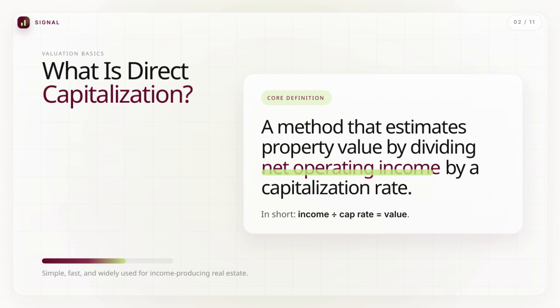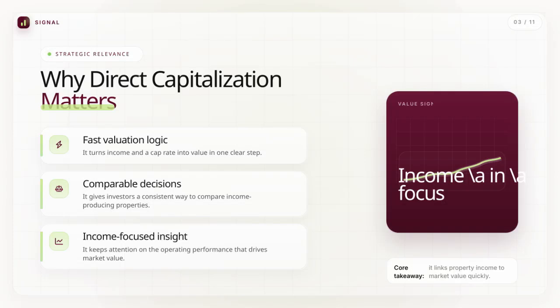It's a simple and quick approach, which is why it's widely used, especially for income-producing real estate like rental properties or commercial buildings. Understanding this concept is key because it helps investors and appraisers quickly assess value based on income potential. Let's dive into why direct capitalization is so important when valuing income-producing properties.